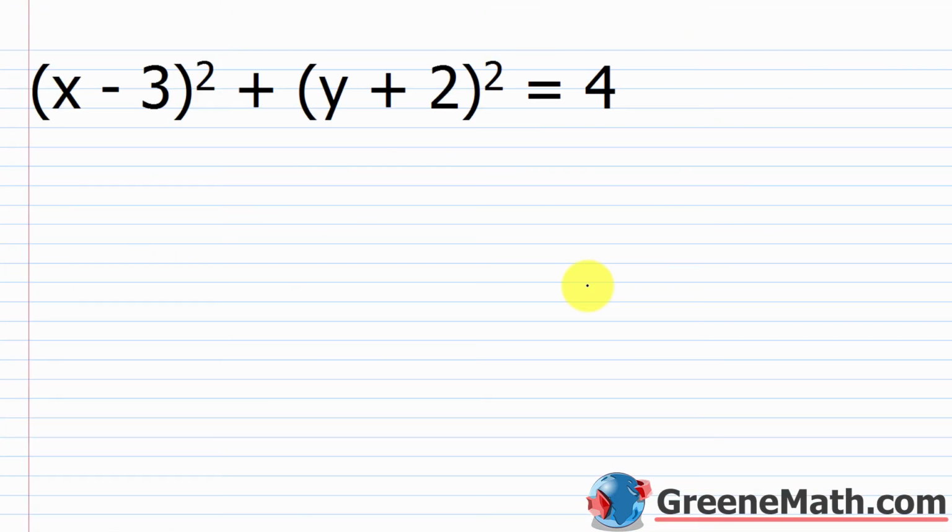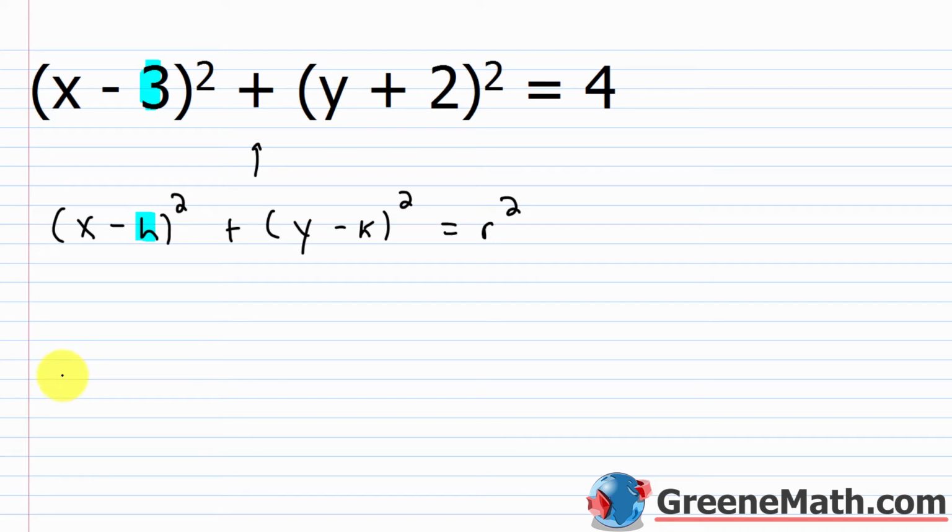All right, let's take a look at another problem. So we have the quantity x minus 3 squared plus the quantity y plus 2 squared, and this equals 4. Again, match this up to x minus h, that quantity squared, plus y minus k, that quantity squared. This equals the radius squared. So I can see that this is minus and this is minus. So my h here will be 3.